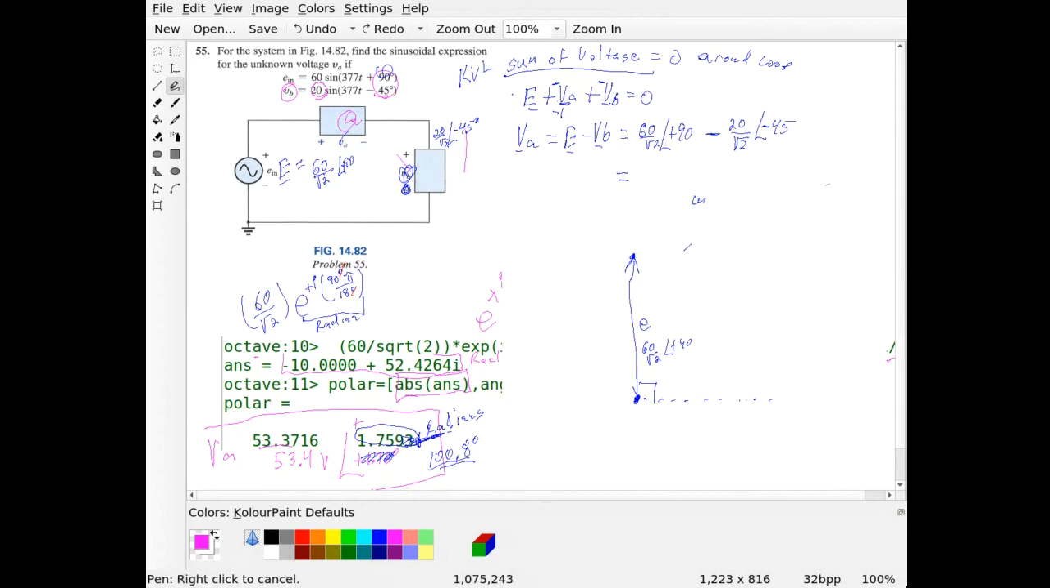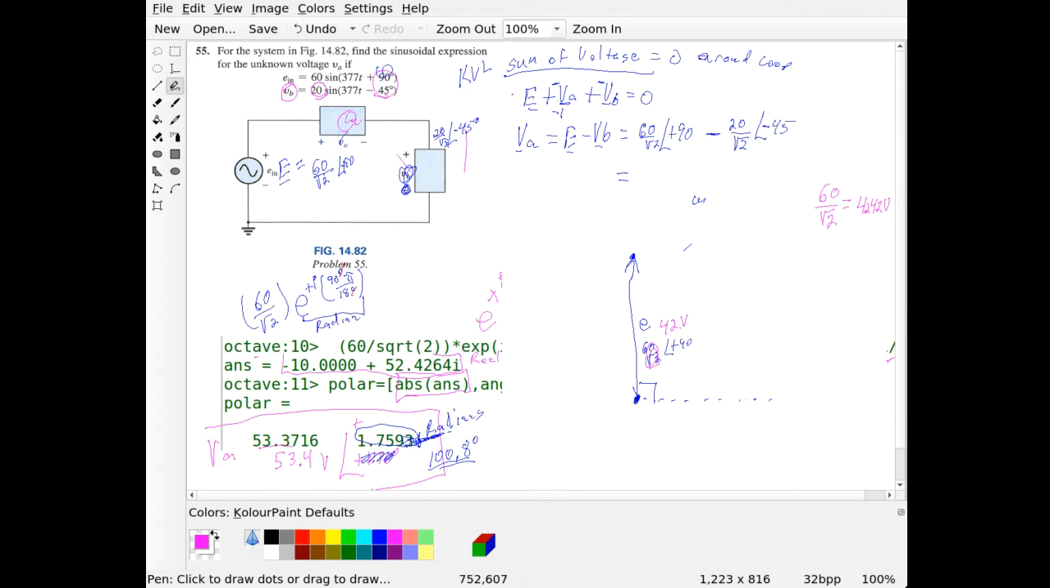60 divided by the square root of 2 for a phasor is only 42. Okay, so 60 divided by the square root of 2 turns out to be something like 42.42 volts. So this here is basically about 42 volts in magnitude. So this magnitude is 42 volts here.